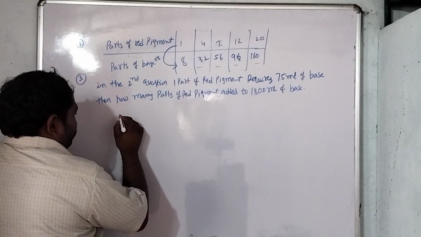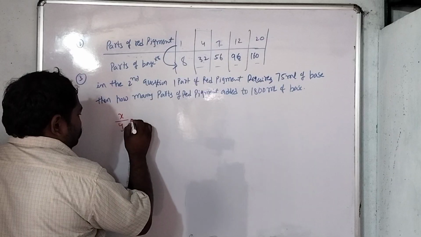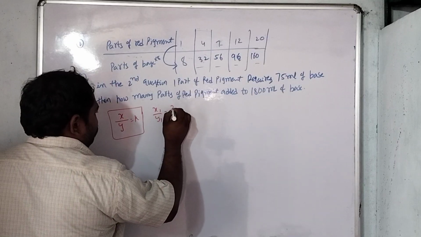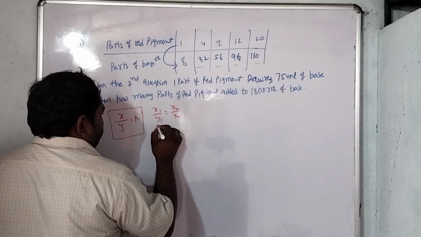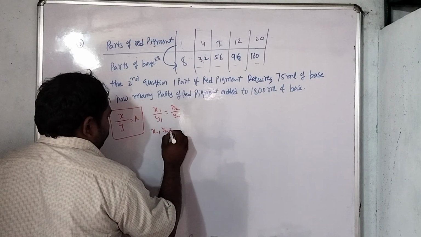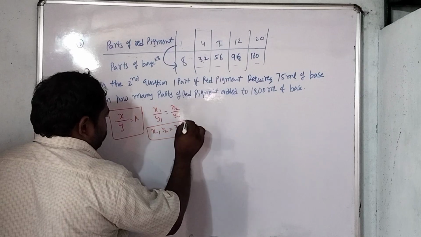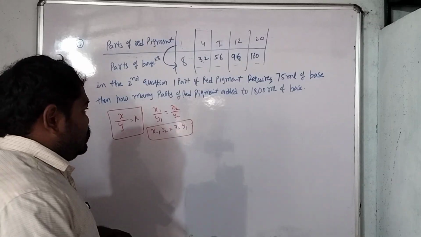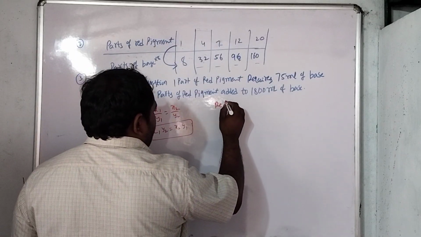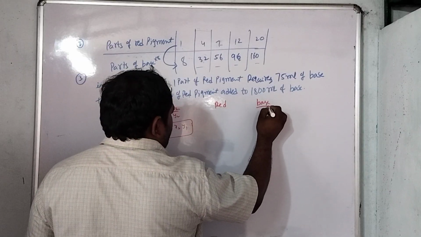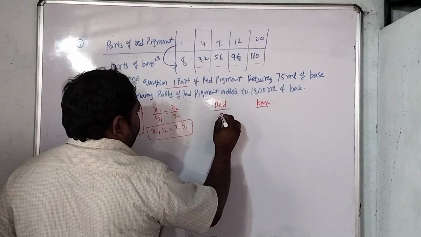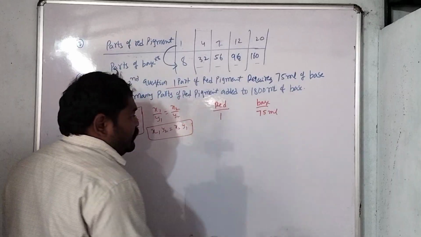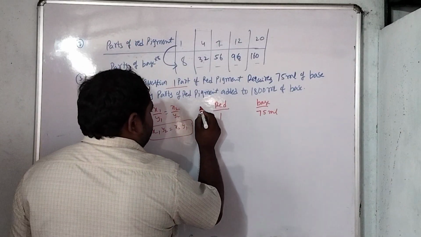First, in direct proportion the ratio between two quantities is a constant. We have x1 by y1 equals x2 by y2. On cross multiplication we get x1 y2 equals x2 y1. It is the product between two quantities. First one, red pigment, and this is parts of base. One part of red pigment requires 75 ml of base. Say it as x1.